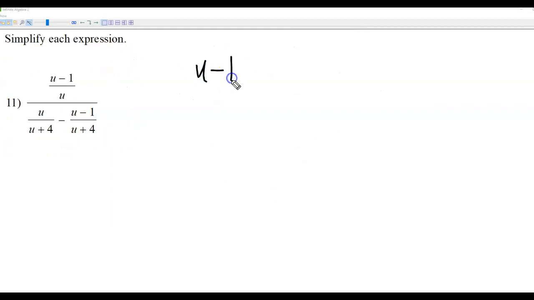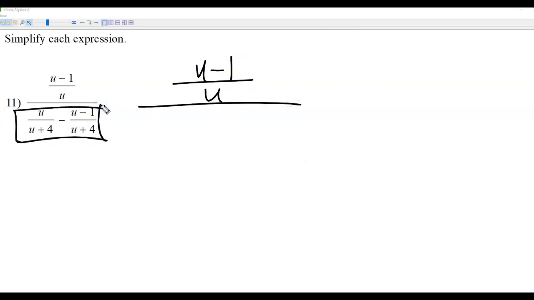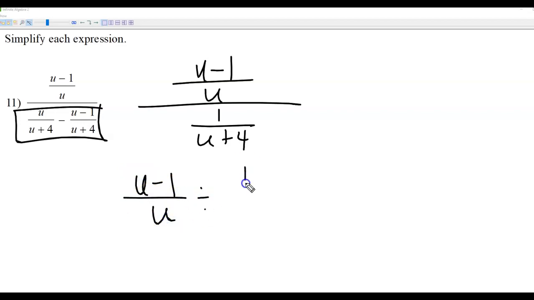So I'm going to rewrite this whole expression now. Top, we haven't done anything with that, so that's going to stay just like that. But I got the whole bottom here to become 1 over u plus 4. Now, once you have done that, using your steps for adding, you're going to go ahead and follow the steps like we learned earlier for dealing with complex fractions, which is to rewrite it as a division problem. And then do keep, change, flip.